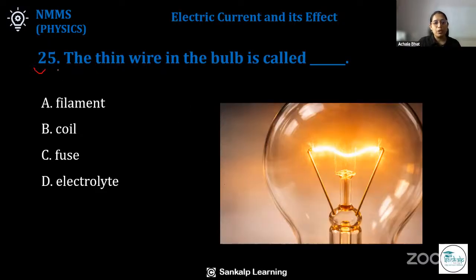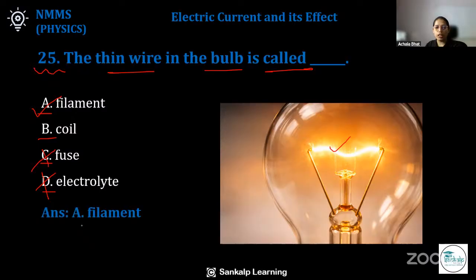Let us see question number 25 of NMMS Physics chapter Electric Current and its effect. The thin wire in the bulb is called A, filament, B, coil, C, fuse, D, electrolyte. We know C, fuse and D, electrolyte, these are wrong. What about A and B, filament and coil? Yes, the correct option is option A, filament.